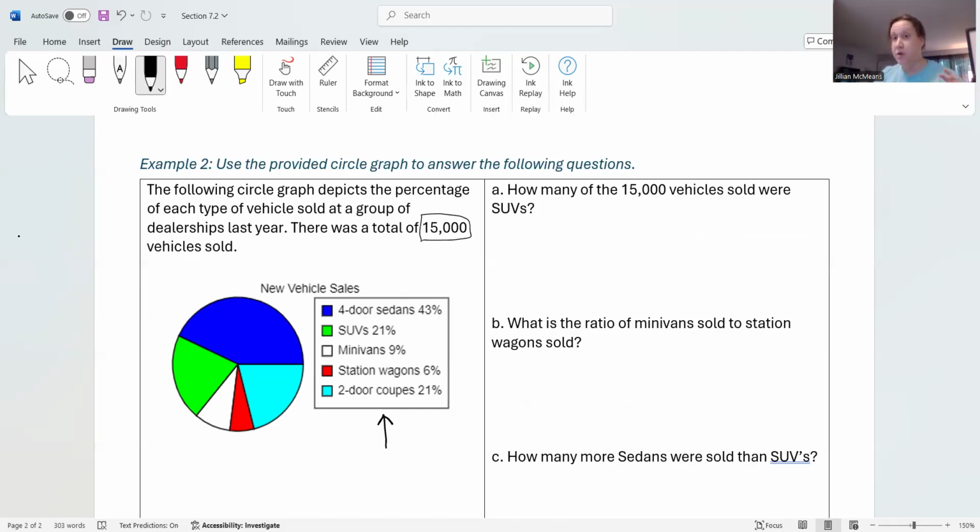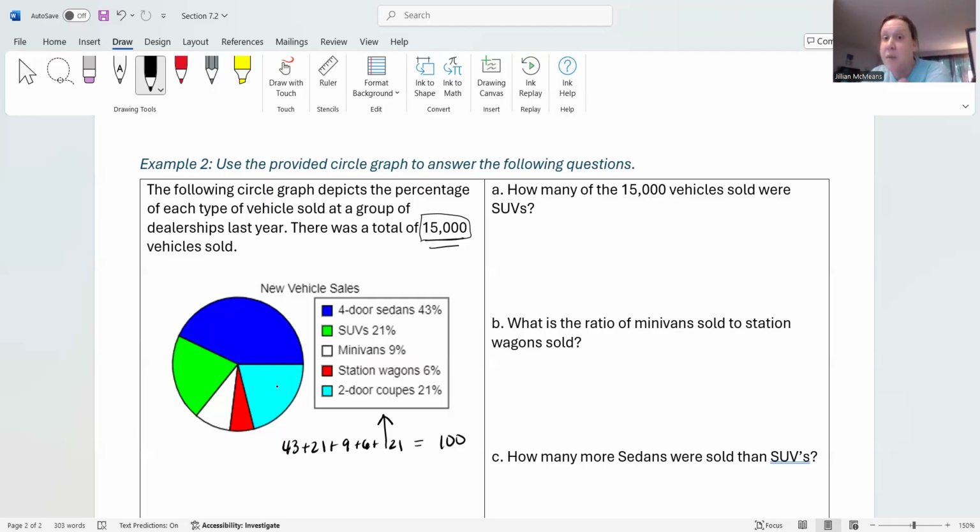So in this one, they give you a total number of vehicles sold, and then they tell you the percentage of each of these. So let's just add the percentages and make sure everything adds up to 100. So we've got 43 plus 21 plus 9 plus 6 plus 21. And let's make sure that adds up to 100. So 43, I'm just going to use my handheld again. 43 plus 21 plus 9 plus 6 plus 21 is 100, so everything's good there. So we can see that the percentages here really add up to 100, and we know the total cars is really 15,000, okay? So let's answer the questions.